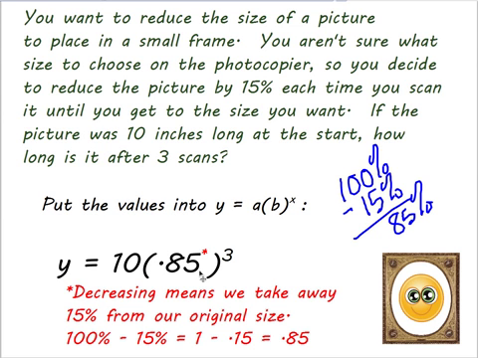I got 0.85 inside my parentheses because if I take 100% of my original length and subtract 15% each time, or reduce by 15% each time, my picture, every time I scan it, will only end up being 85% of the original size. If I just put 0.15 inside the parentheses, that means that my picture would only be 15% of its original size every time I scan it. And that's not really what it's asking for.